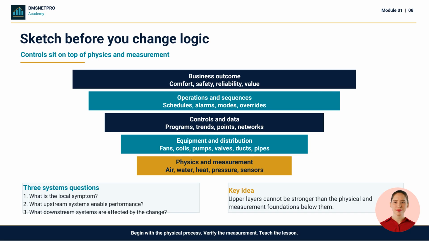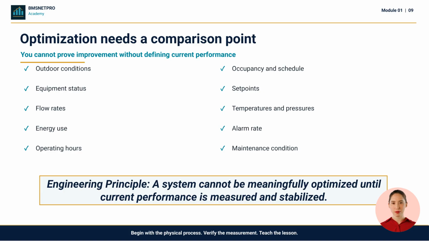A baseline does not have to be perfect, but it must be defined. If someone says energy decreased by 12%, we need to know the comparison period, weather adjustment, occupancy, operating hours, and measurement method. The same idea applies to a control change.